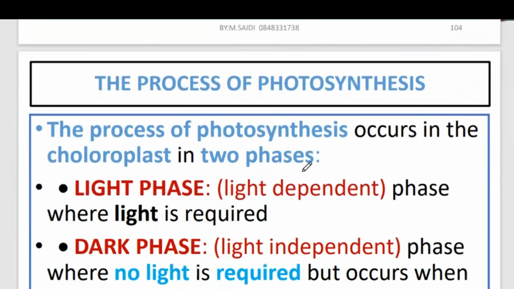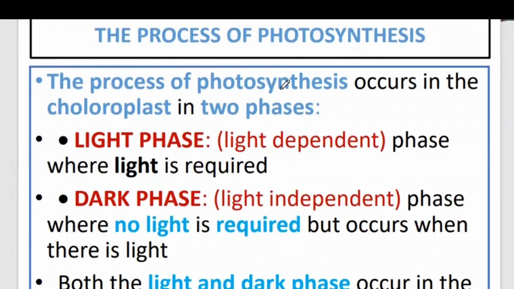Let's look at the process of photosynthesis. The process of photosynthesis occurs in the chloroplast in two phases. As I said, we have what we call the light-dependent phase, the light phase, where light is required. It means that if we don't have light, photosynthesis cannot take place. So we require the first phase, which has light, and then we require the second phase, which must have no light, which we call the dark phase.